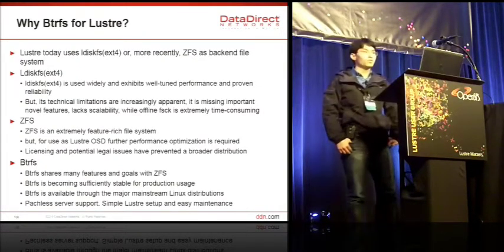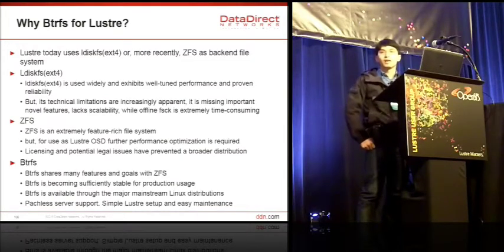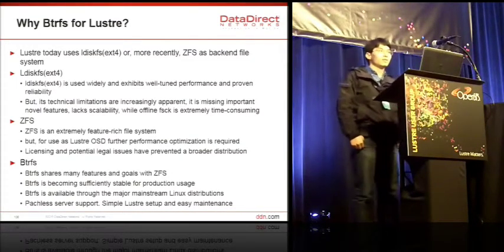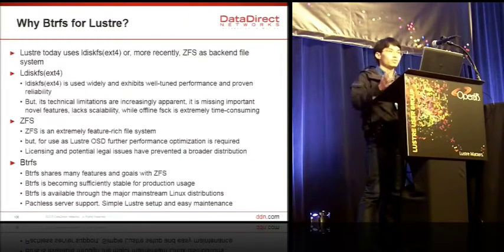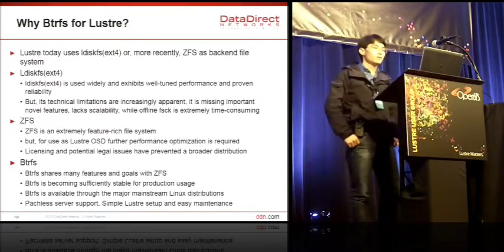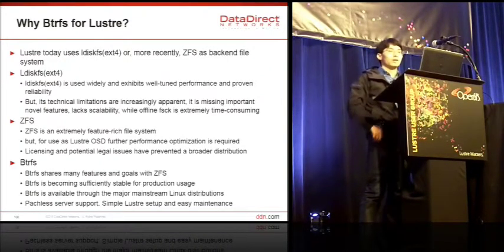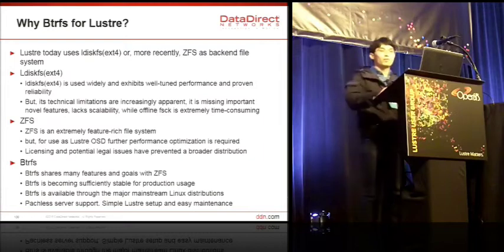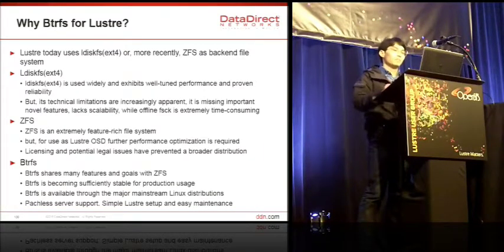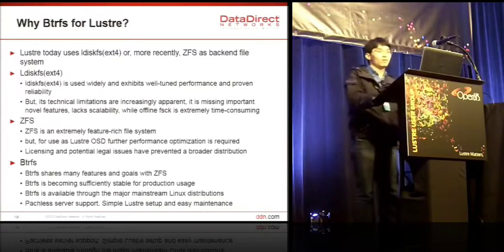As we know, for Lustre we use ldiskfs, or more recently ZFS, as a backing file system. ldiskfs is a patched version of ext4, and we know ext4 is widely used, fits well for performance, and has good reliability. However, these techniques are old, and the limitations are increasingly apparent. ext4 is missing some important features, its reliability, and its offline FSCK is slow.